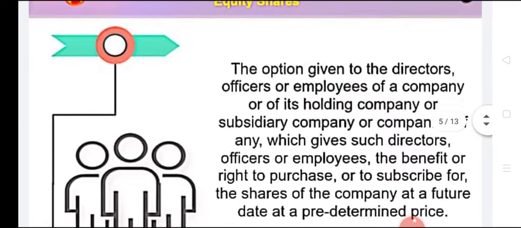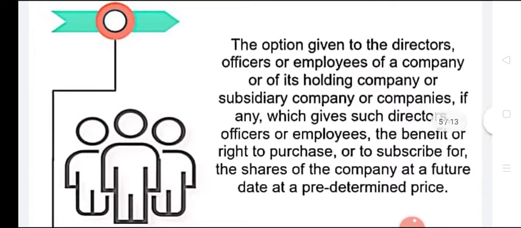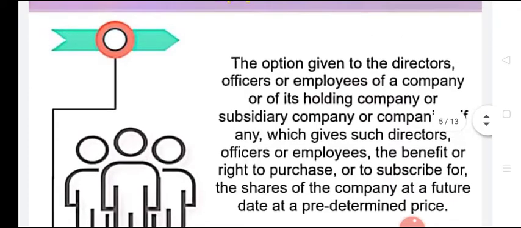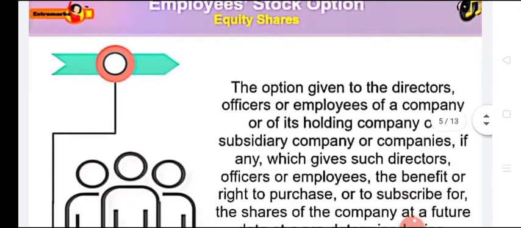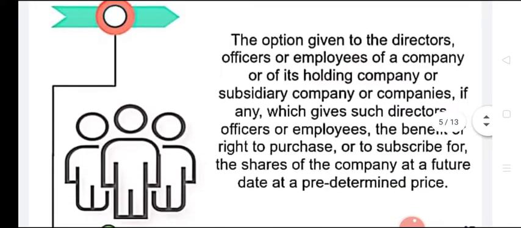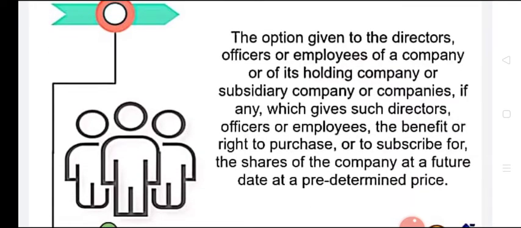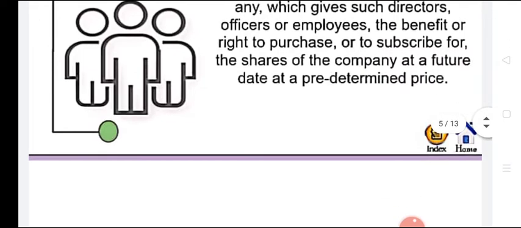Employee stock option for equity shares is the option given to the directors, officers, or employees of a company or of its holding company or subsidiary company or companies, if any, which gives such directors, officers, or employees the benefit or right to purchase or to subscribe for the shares of a company at a future date at a predetermined price. That is known as employees stock option. That is, employees are given a part of ownership by providing them shares at a lesser rate.